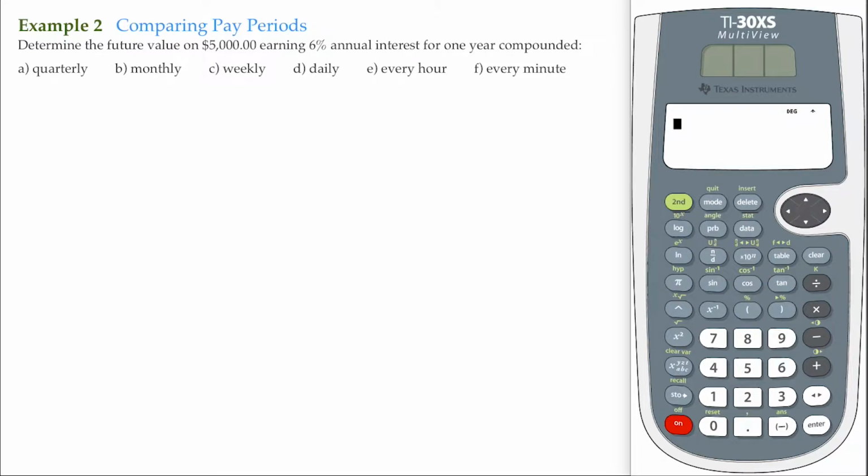So in this example, we're going to be comparing pay periods for compound interest. So again, compound interest, that's the future value for compound interest. That's FV. That's equal to our principal, our initial amount, 1 plus the rate. Now the rate has to be divided by the number of compounds, because the rate has to be divided up throughout the year equally. So then this percentage is going to be applied to this principal so many times throughout the year.